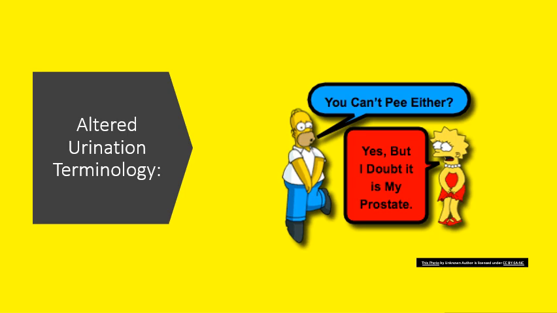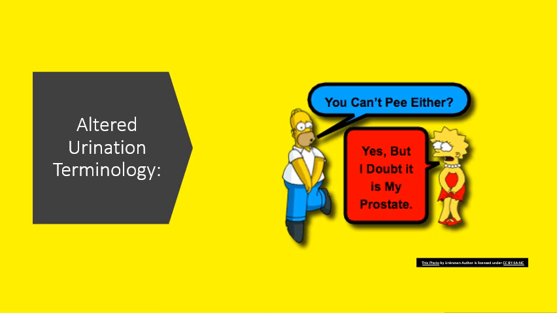Altered urination terminology, words that you need to know, hint, hint. Polyuria is excessive urination, going multiple, poly, all the time, more than normal. Dysuria is painful or difficult urination. Anuria is a lack of urine or less than 100 milliliters in 24 hours. Nocturia, noc meaning night, wakes you up to void at night. Incontinence, you're unable to hold the urine, involuntary urination.